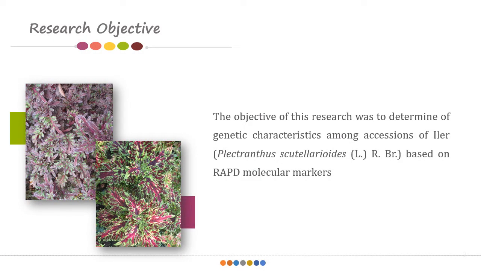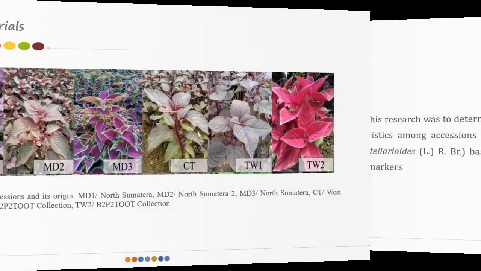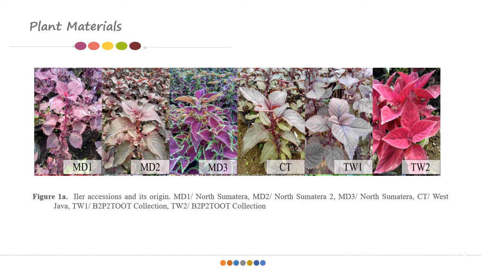The objective of this research was to determine the genetic characteristics among accessions of Iler Plectranthus scutellarioides based on RAPD molecular markers. A total of 15 Iler accessions and 3 accessions as an outgroup from genus Plectranthus, namely Plectranthus amboinicus, Plectranthus forsterii, and Plectranthus forsterii variegated leaves, were used as the samples.